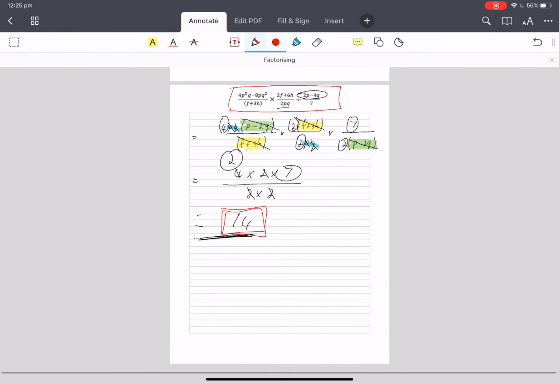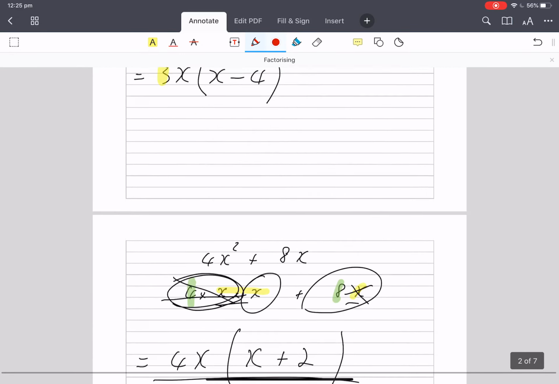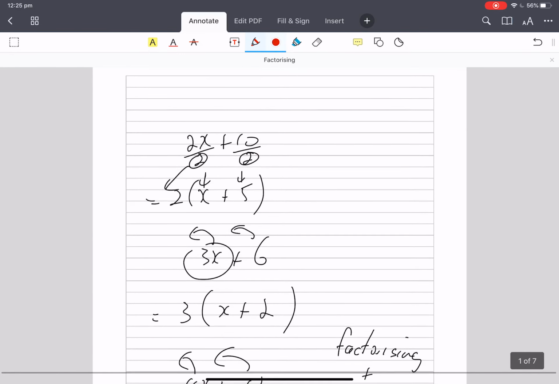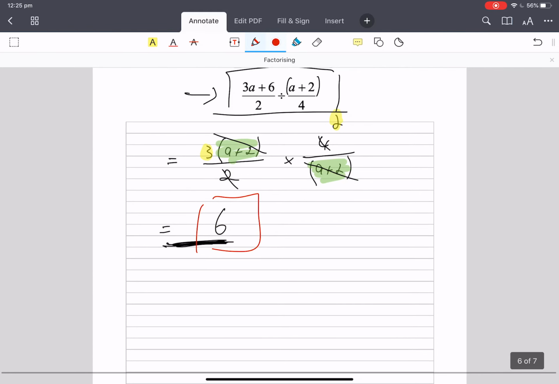Now that's a long video, and that's a hard video. You need to do a little bit of practice at that, starting all the way back at the easy ones and then getting into those harder ones. Okay, have fun. Factorising is like a core skill for your advanced kids. Get into it and know it well.